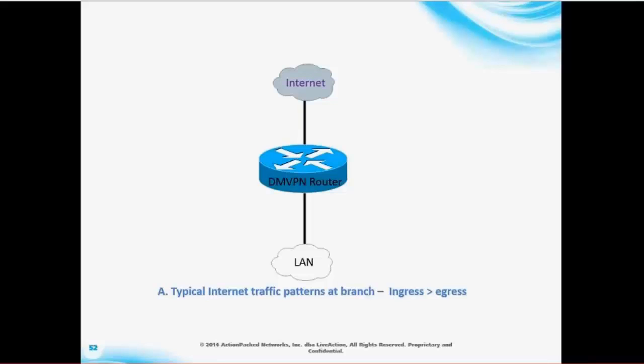Well, if we think about the traffic patterns of one of our devices, so we have the internet, then our DMVPN router, and then our LAN, the traffic going in the egress direction is typically a lot less than the traffic coming in the ingress direction. We're usually sending less bandwidth than we're receiving.